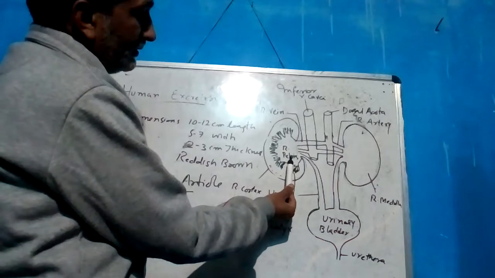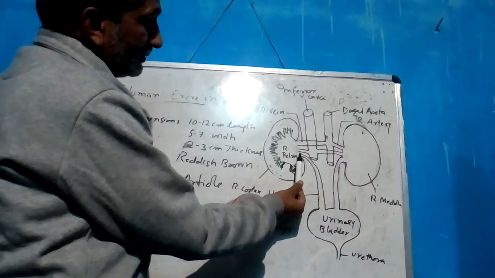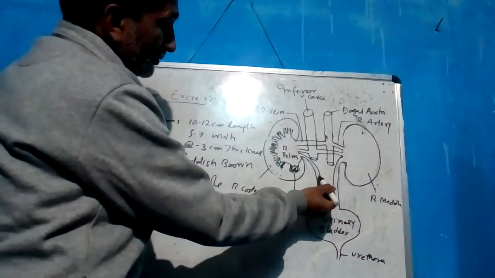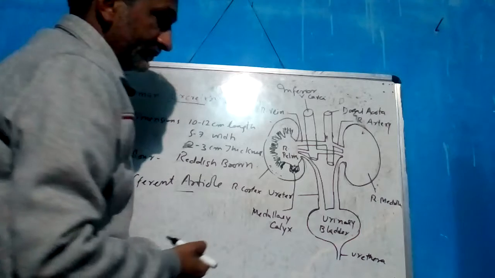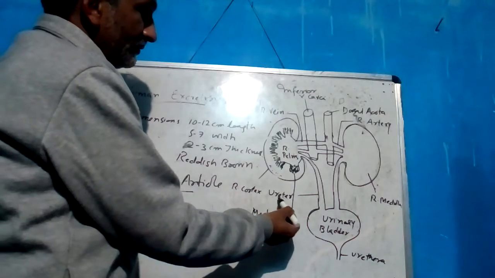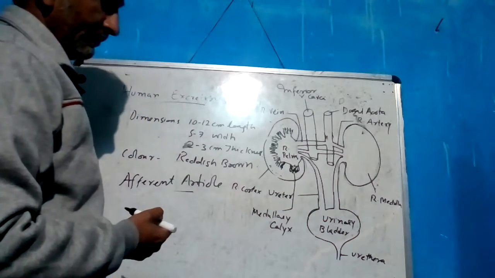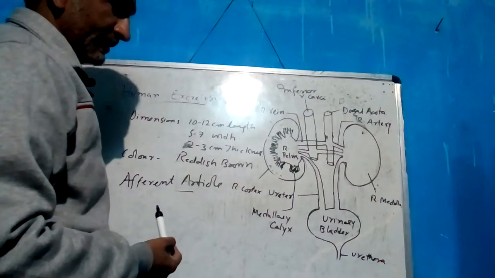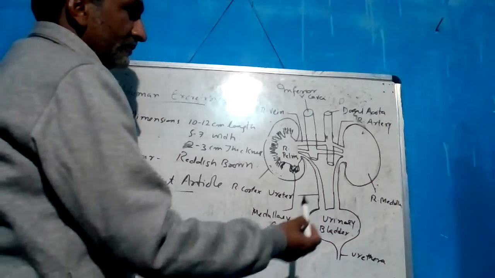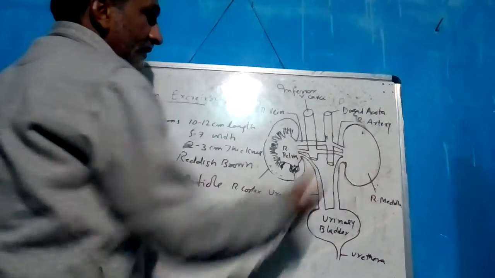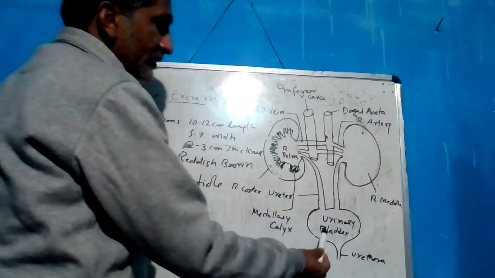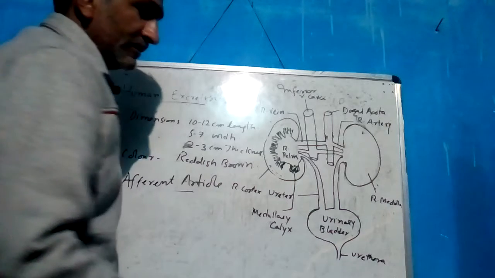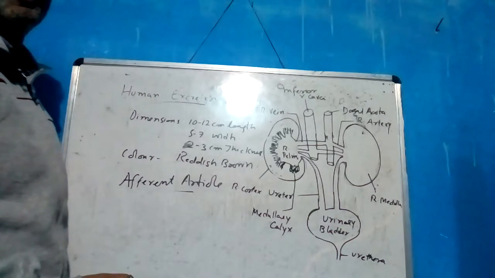The renal pelvis then pours this urine through two tubes known as ureters. Each kidney has one ureter which collects the urine from the renal pelvis and temporarily stores it in a sac-like structure known as the urinary bladder.